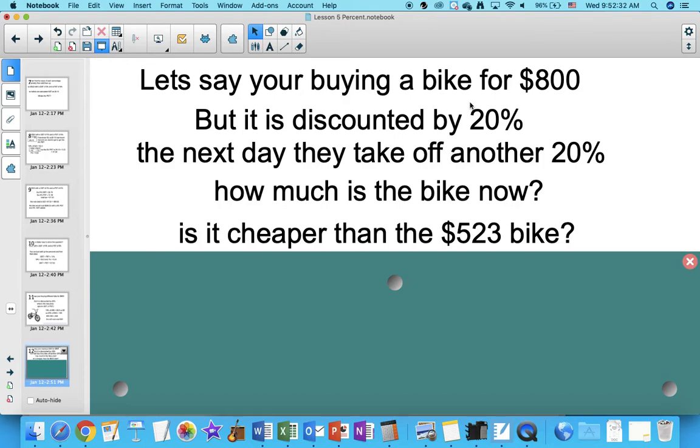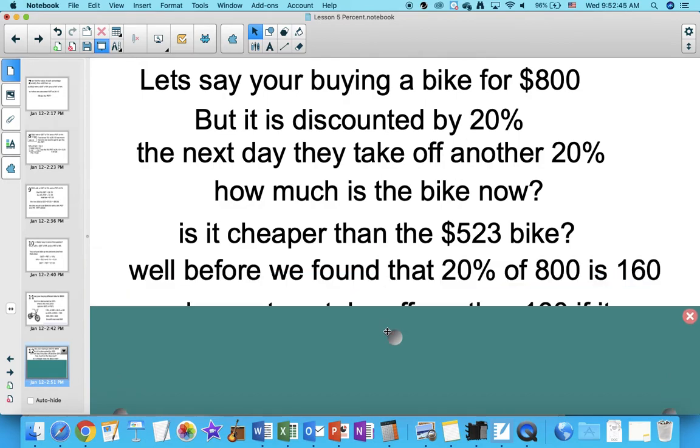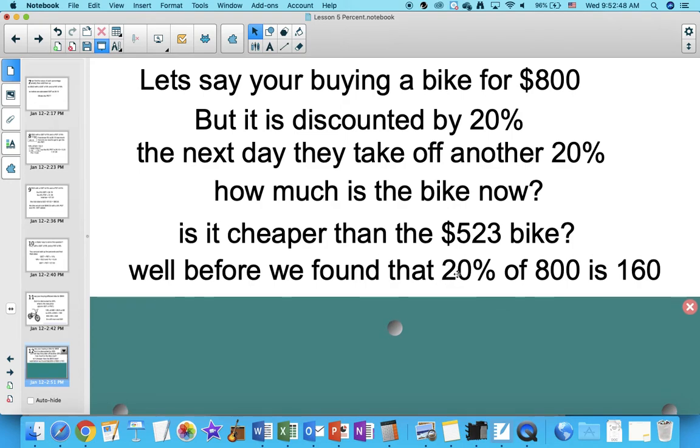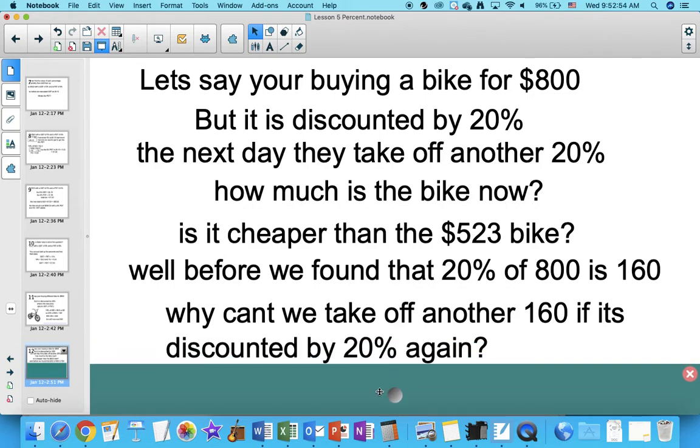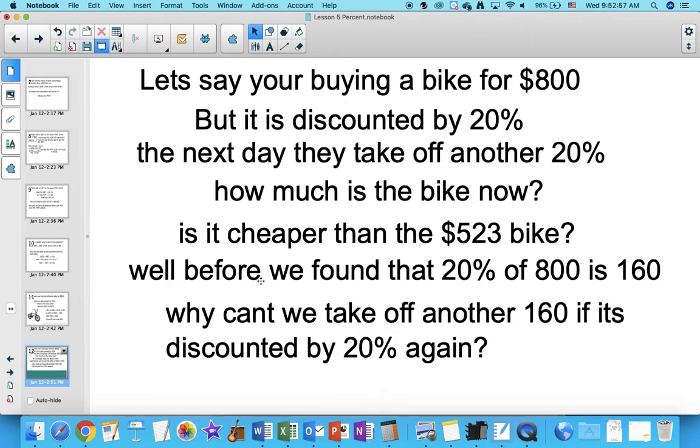So let's say you're buying a bike for $800, but it's discounted by 20%. And then the next day, they take off another 20%. How much is the bike now? Is it cheaper than the $523 bike? Well, before we found that 20% of 800 is 160. So why can't we take off another 160 if it's discounted by 20% again?